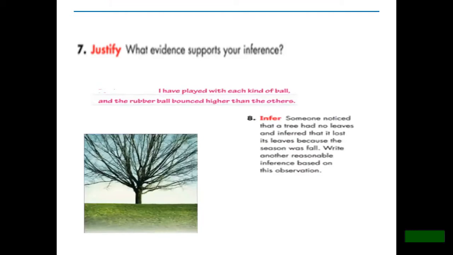Look at this picture here and answer the question. Someone noticed that a tree had no leaves and inferred that it lost its leaves because the season was fall. Write another reasonable inference based on the observation. The tree had a disease. The tree is dead, so maybe the tree had a disease.